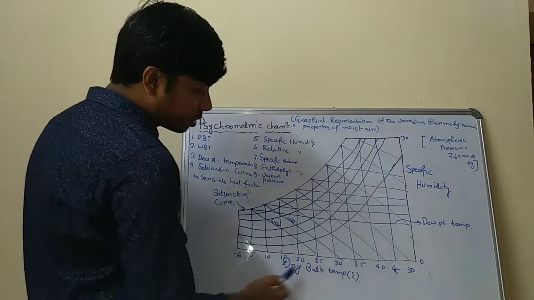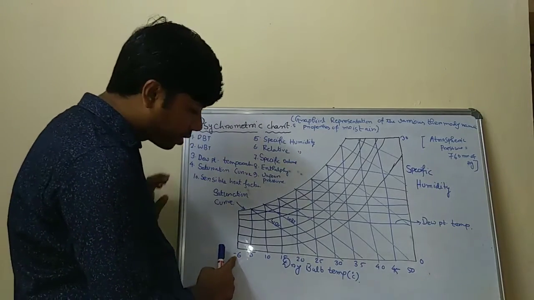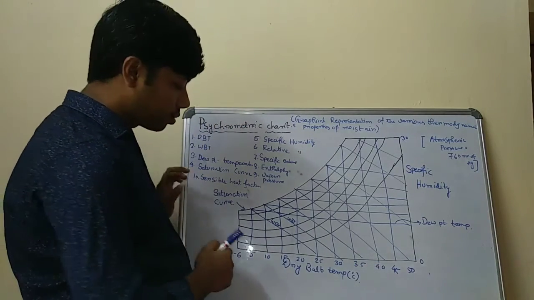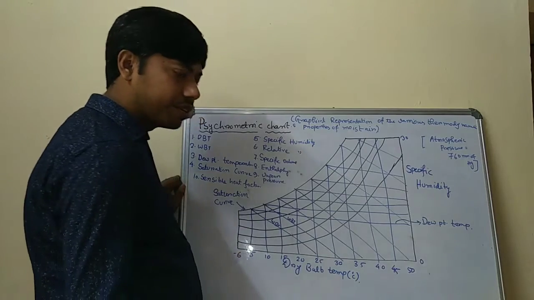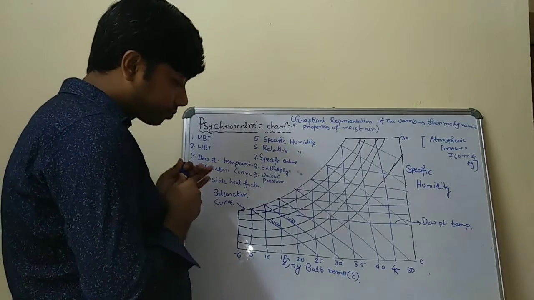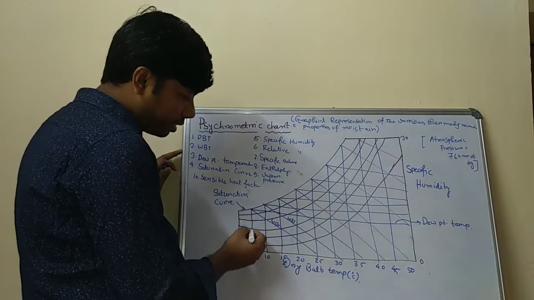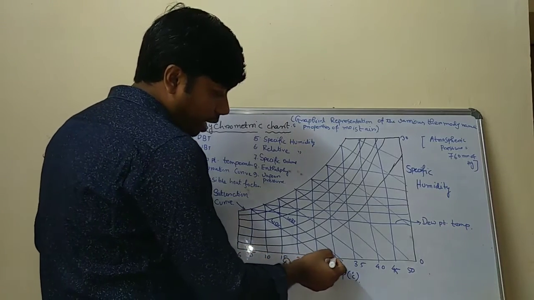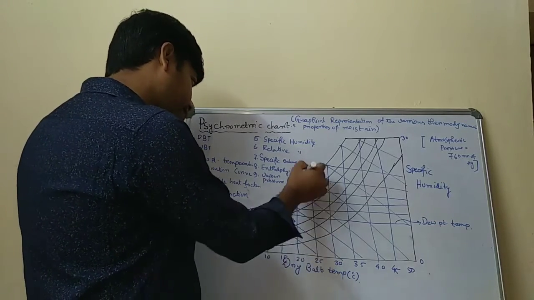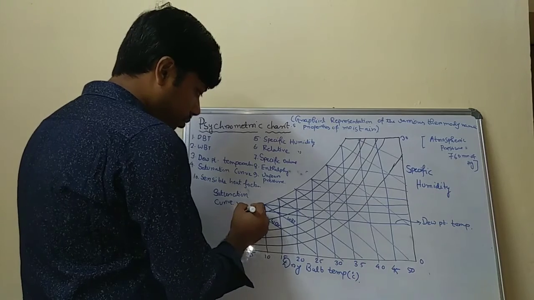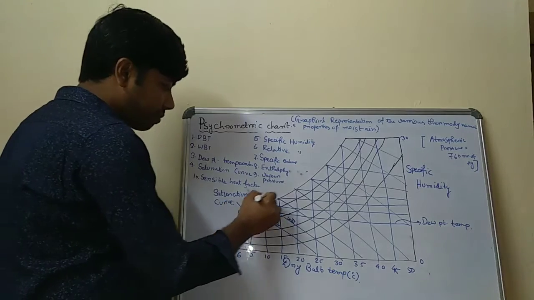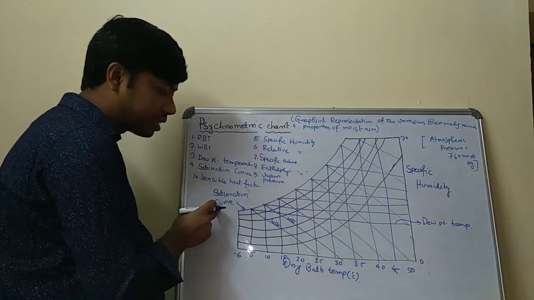Now, the dry bulb temperature starts from -6 to 50 degrees, or 45 degrees centigrade, depending on the psychrometric chart. So basically -6 or -10 to 45 or 50 degrees Celsius is the range for the dry bulb temperatures. These lines are the dry bulb temperature lines. If you draw a vertical line from a dry bulb temperature, it will meet the saturation point. If you follow them all together, they will meet a curve, and that curve is called the saturation curve.